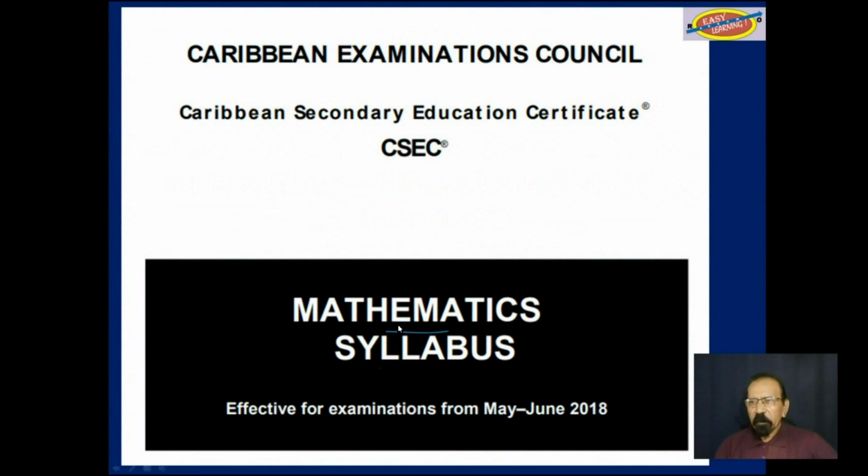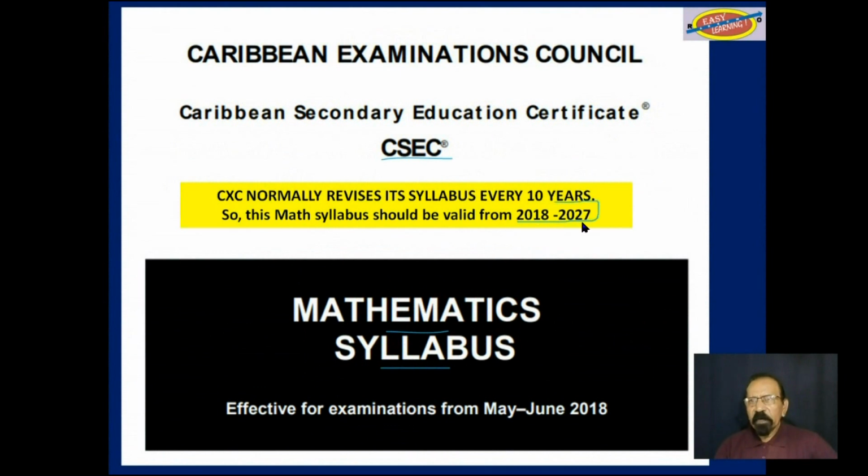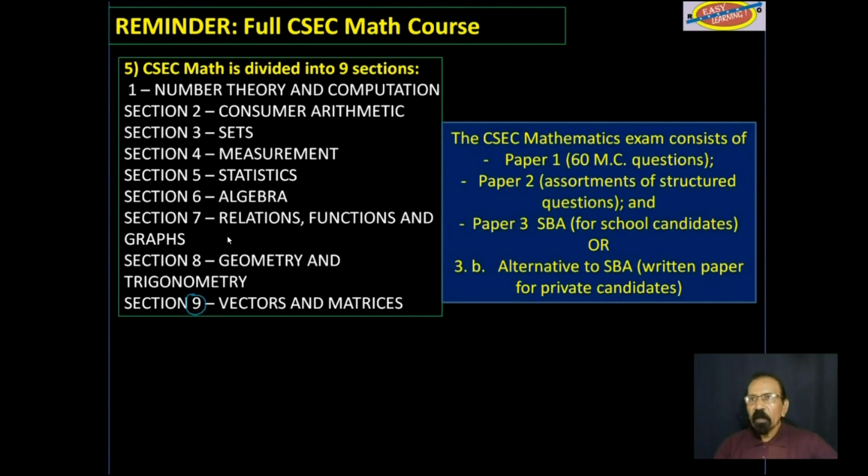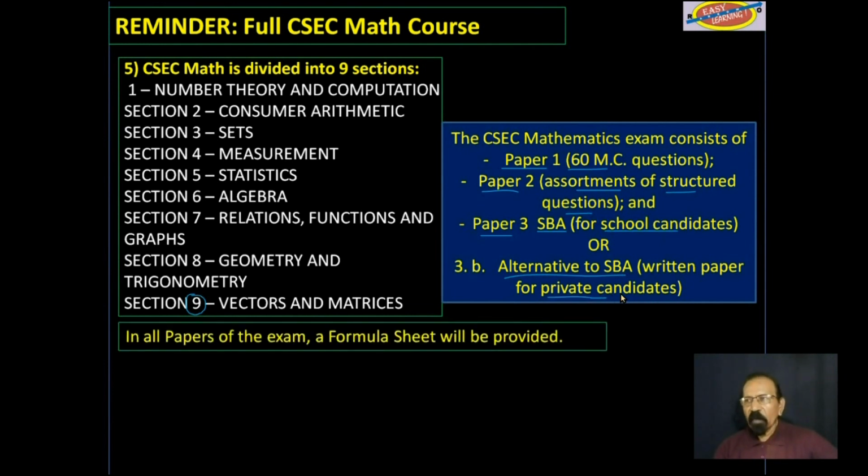We continue with the mathematics syllabus, CSEC, 2018 to 2027. Just a reminder that the syllabus is divided into 9 sections, and that the examination papers would be paper 1, 60 multiple choice questions, paper 2, assortment of structured questions, and paper 3, which would be SBA for school candidates and an alternative to SBA if you are a private candidate. Again, in all papers of the examination, a formula sheet will be provided.